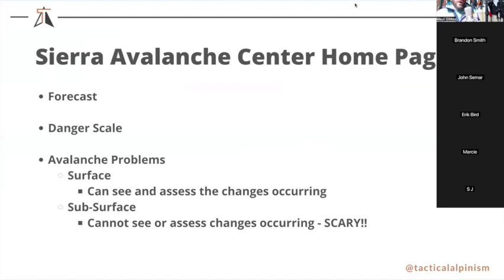Our subsurface problems are the ones we cannot see and we cannot assess without digging into the snow. Those are our persistent slabs, our wet slabs, and our glide avalanches. Those are the ones that are scary, and you just want to avoid the terrain that they're going to be in if that is the problem that you are dealing with.